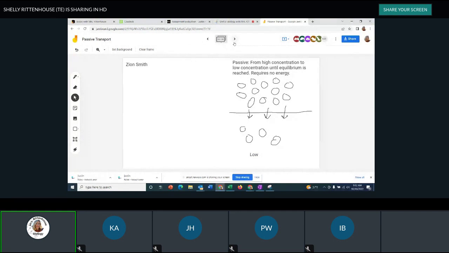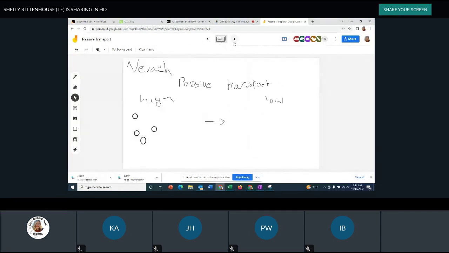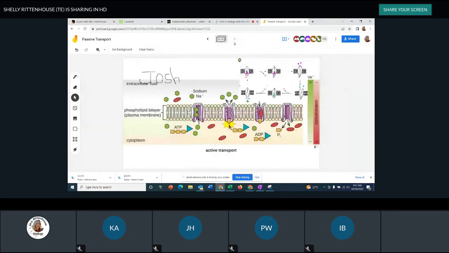Awesome. Zion, this is great. Nevaeh is on it. Passive, high to low. Nice, Josh. I'm fine with this too. I love this. Good. Josh is bringing in some pictures. I love this. Good job.